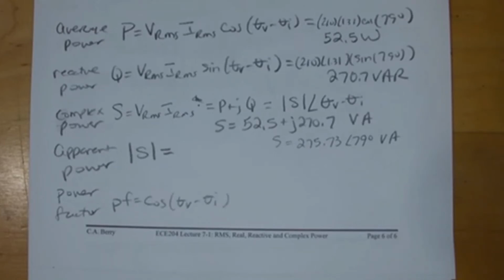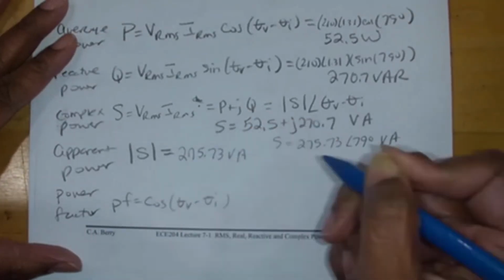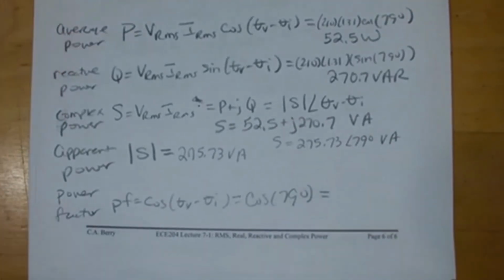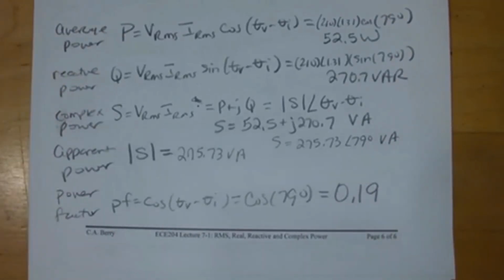What's the apparent power? 275 volt amperes. Right. What is the power factor? Cosine of 79 degrees. 0.19. Okay.